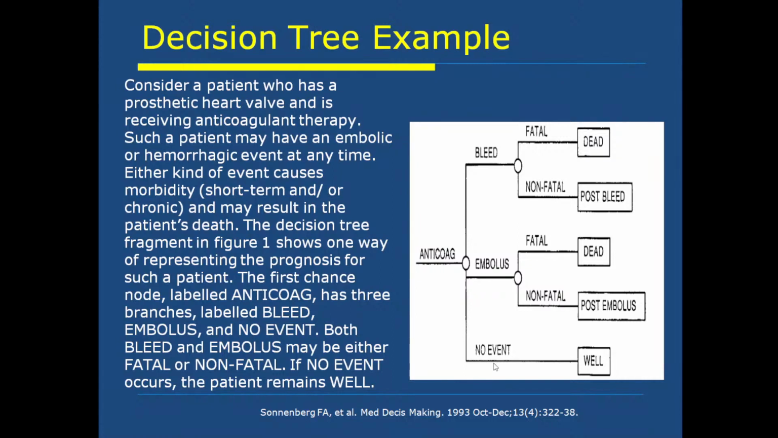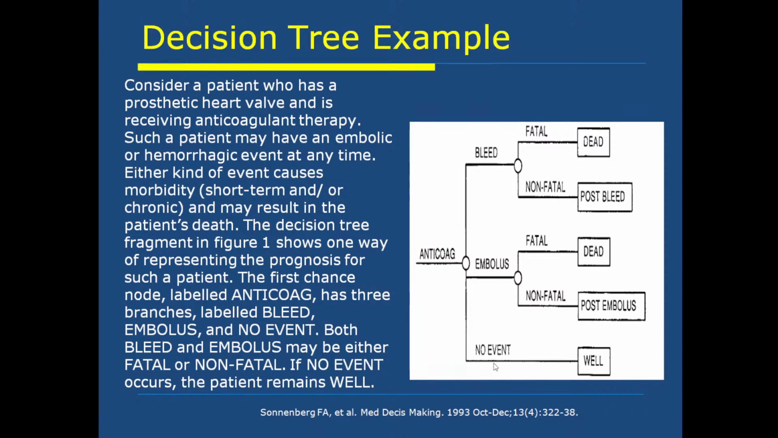At this slide, you see an example of a decision tree. Consider a patient who has a prosthetic heart valve and is receiving anticoagulant therapy. Such a patient may have an embolic or hemorrhagic event at any time. Each kind of event causes morbidity, short-term or chronic, and may result in the patient's death.